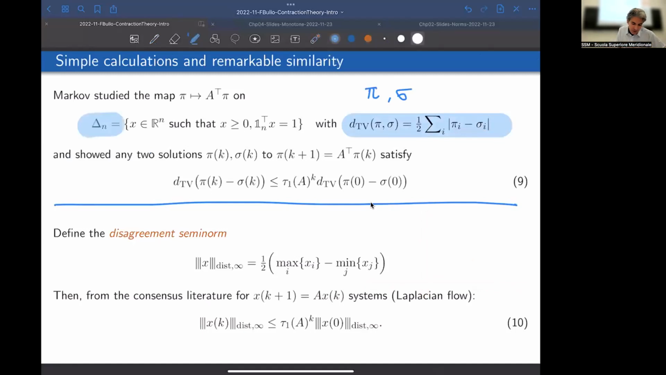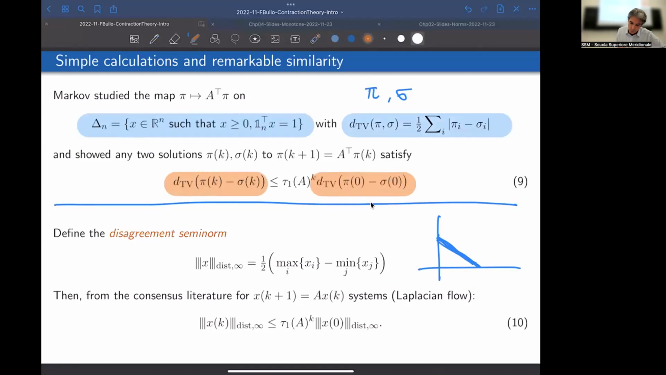Here is the definition of the simplex, and the picture you've already seen is, in 2 dimensions, just that segment there. And Mr. Markov, 16 years before Banach, proved this formula.